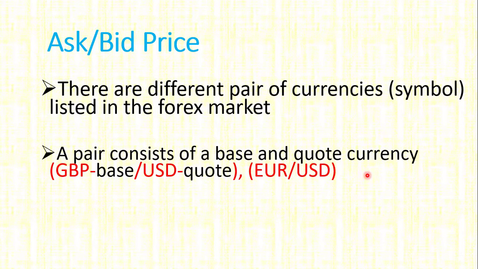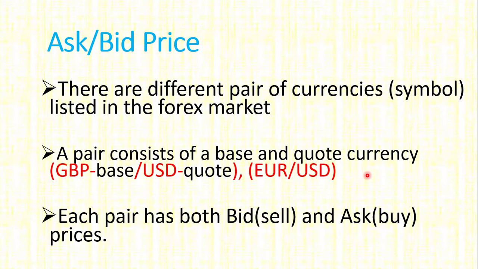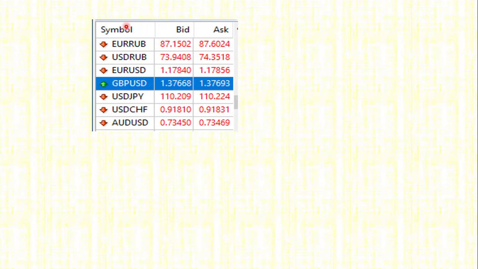And each pair has both a selling and a buying price. So the selling price is the bid and the buying price is the ask. Buying and selling prices are just referred to as the bid and the ask. As you can see on this extract from our trading platform, the currency pairs have been listed, and we have the bid and the ask price. This is just an example of the prices listed when the extract was taken. The bid price, which is the selling price, will always be lower than the ask price.